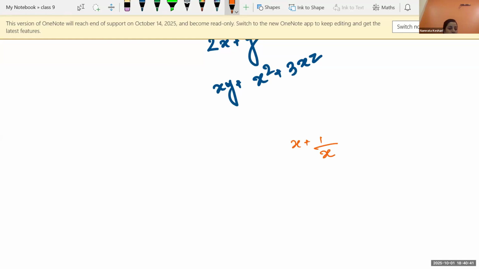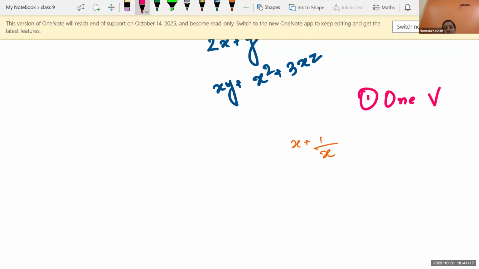Why? Because for an expression to be a polynomial, the power of any term in the expression should be a positive whole number. But here, 1 by x, if we convert it into x, becomes x to the power minus 1, which makes the power negative. So it's not a polynomial, because there are two conditions which need to be fulfilled to become a polynomial, and the first criterion is that one variable has to be there.